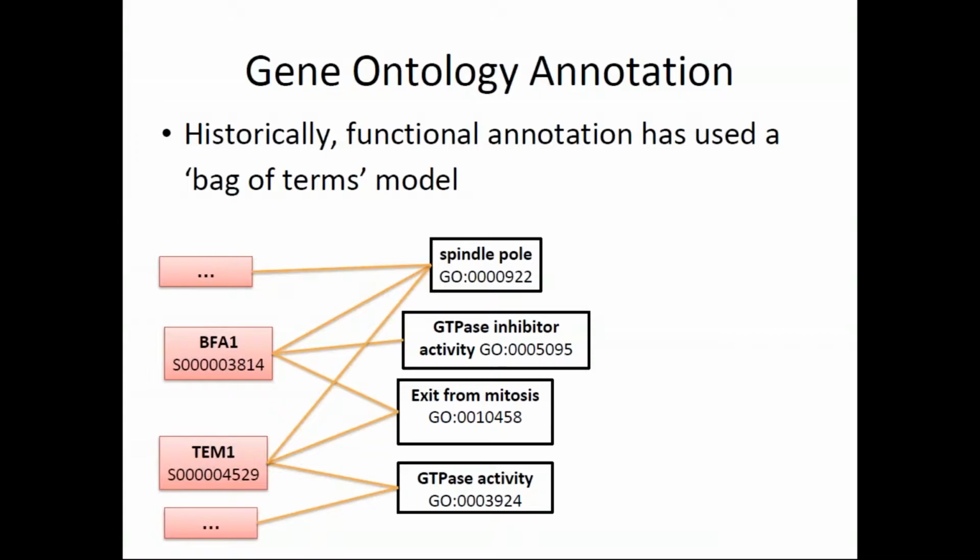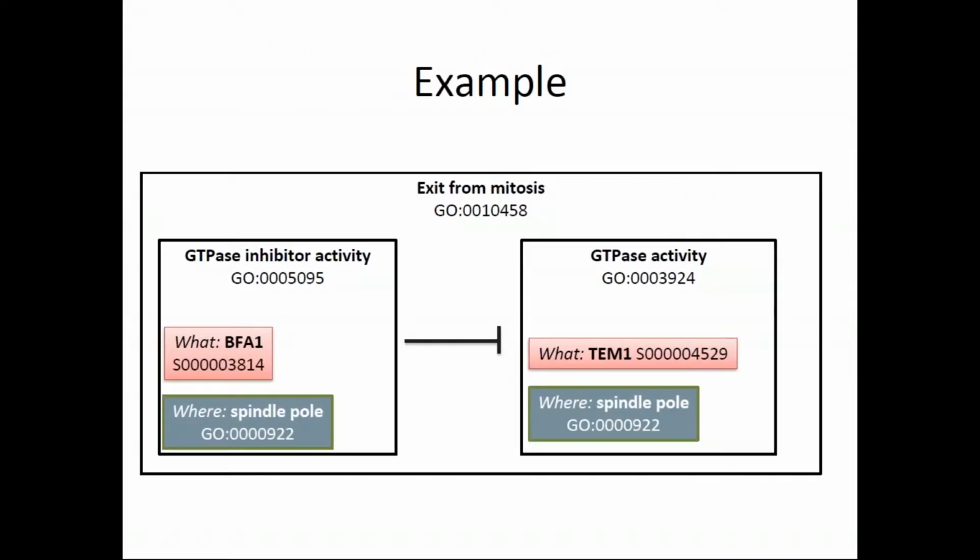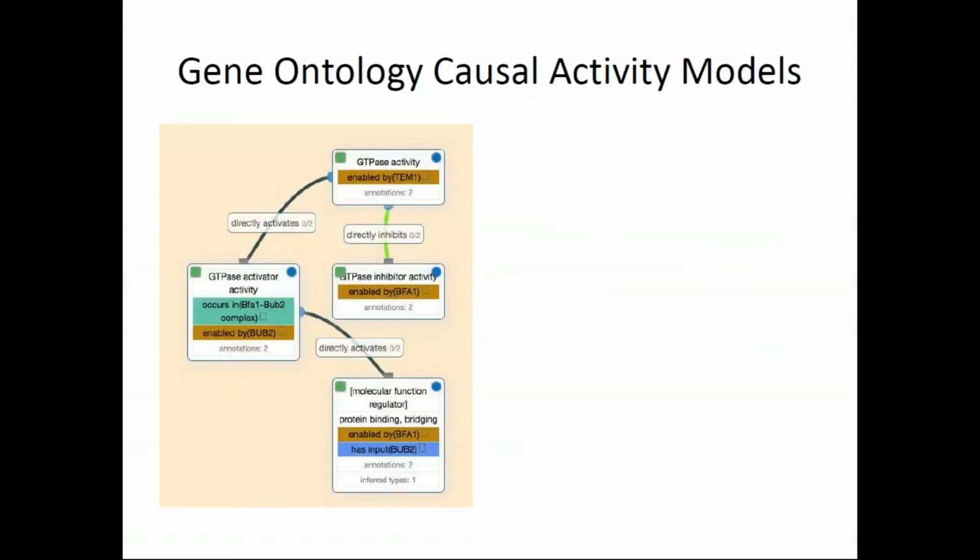But the limitation of this model is it does not describe how genes work together to carry out some kind of biological objective. So we've devised a new data model that we're calling GO-CAM, for GO Causal Activity Model, where we can actually connect together the annotations in a causal graph. This describes the general structure, and this shows what new annotations for BFA1 and TEM1 would look like, where we can actually measure the causal flow. We have a very activity-centric view of the world, where activities regulate other activities. So the GTPase inhibitor activity of BFA1 inhibits the GTPase activity of TEM1. And so this is a much richer model.